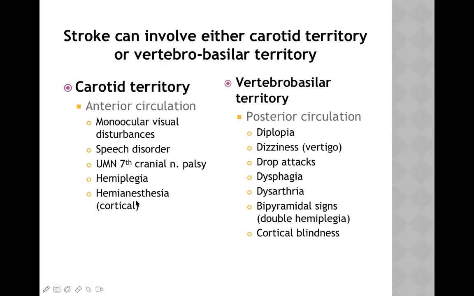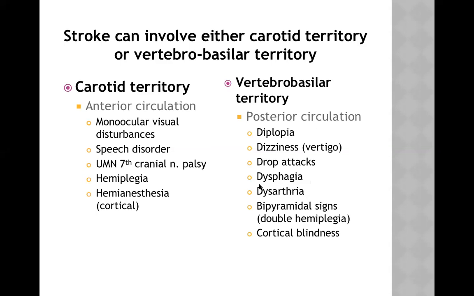Hemiplegia and hemianesthesia both are quite common as a result of cortical involvement. Cortical means the cerebral cortex is affected. Probably the precentral gyrus and postcentral gyrus, if both are affected, a big area, then both hemiplegia and hemianesthesia can occur. Whereas in posterior circulation impairment, there would be diplopia, because of involvement of the nuclei of cranial nerves 3rd, 4th and 6th. There may be vertigo or dizziness. Patient can have drop attack, sudden loss of tone, dysphagia, dysarthria.